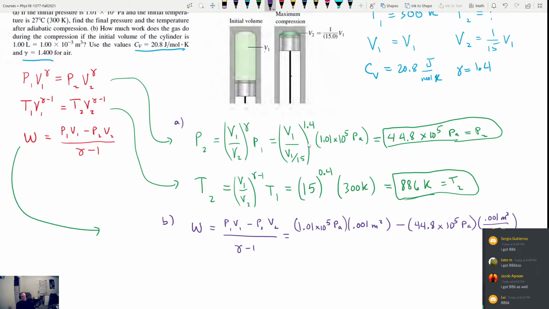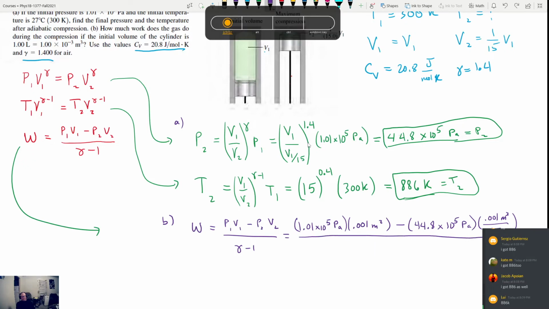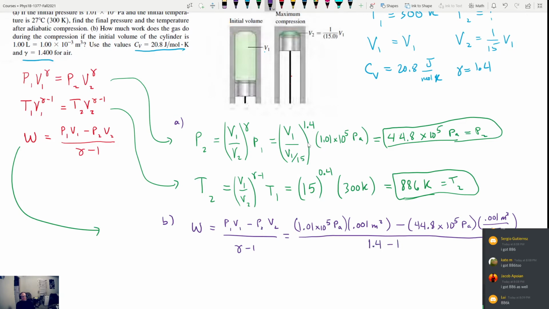Now we can see pretty clearly that this number is going to be negative, right? And gamma minus 1 is 0.4. I don't have to write it like that, I can write 1.4 minus 1. Because if we think about what happened in the process, the volume only decreased by a factor of 15, but the pressure increased by a factor of like 45, right? So we know this is going to be a negative quantity. Is it reasonable that it's negative? I don't know. You tell me. You get negative 490, basically?